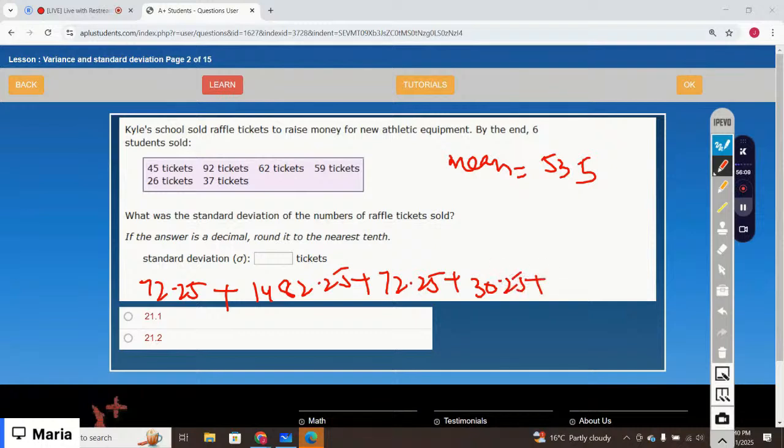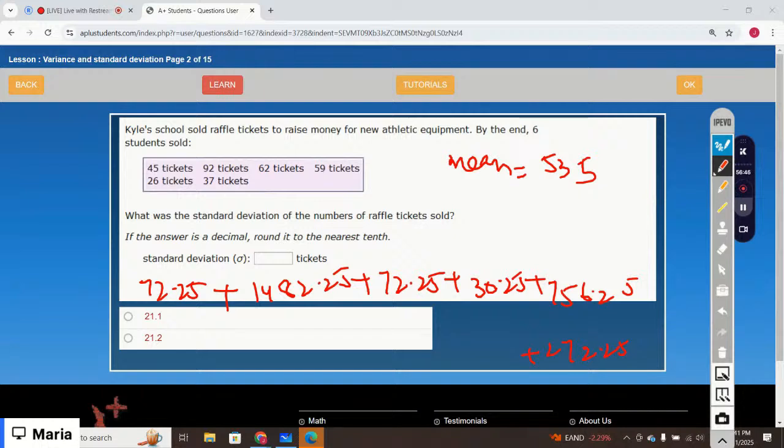26 minus 53.5, that is 27.5 square. So that is 756.25. Then 53.5 minus 37 is 16.5, and 16.5 square is 272.25. Now let's just add all these values.